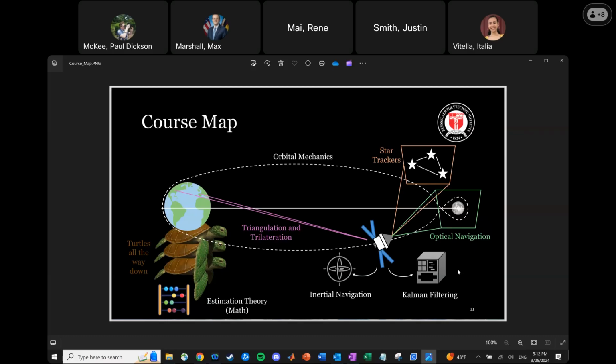And then finally, our last unit, which will be as many lectures as we have time for, is images of the Earth and the Moon for navigation. That's called optical navigation or OpNav. So we'll get there. But first, we're going to focus on Kalman filtering.